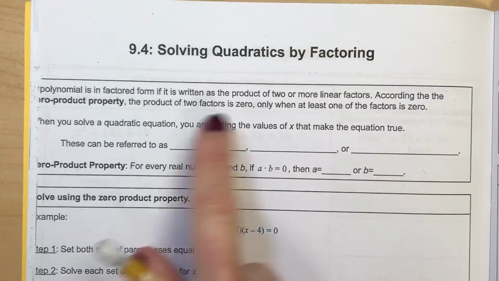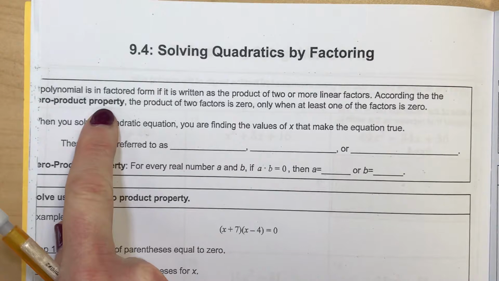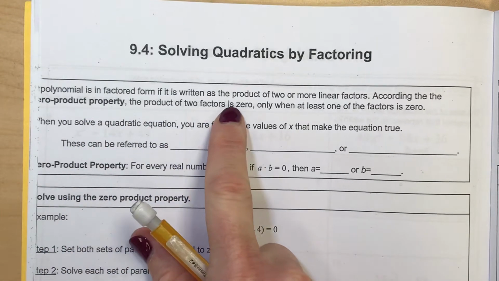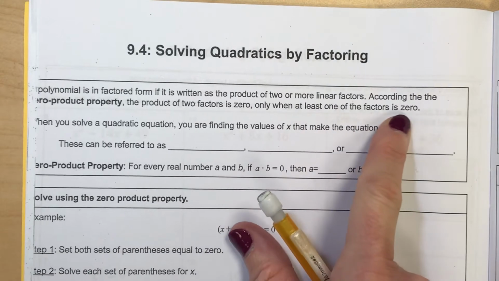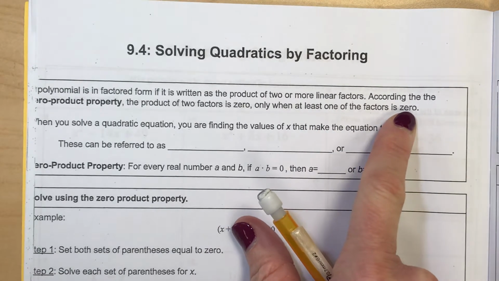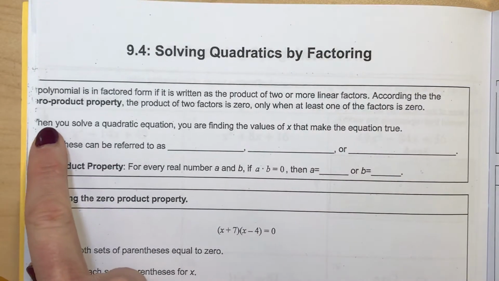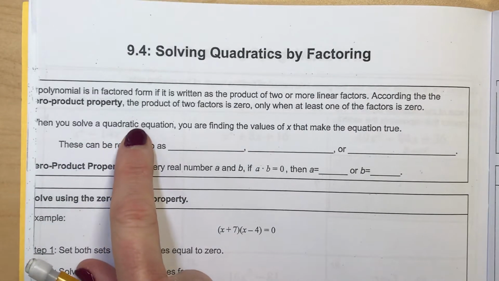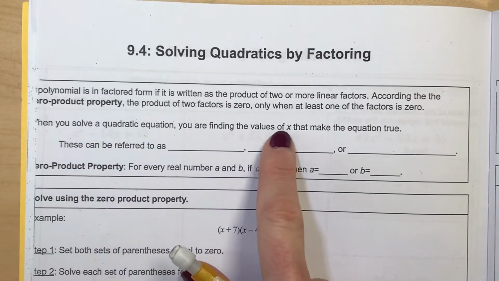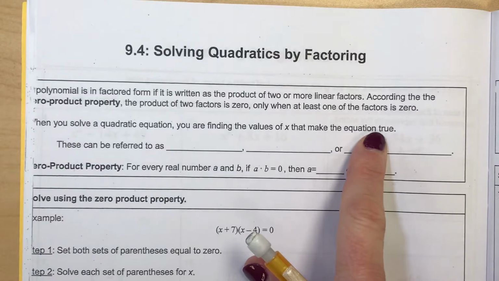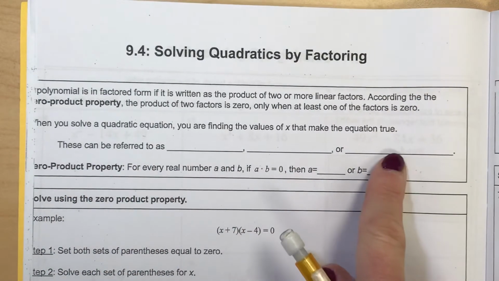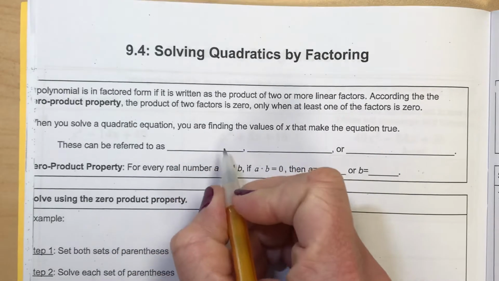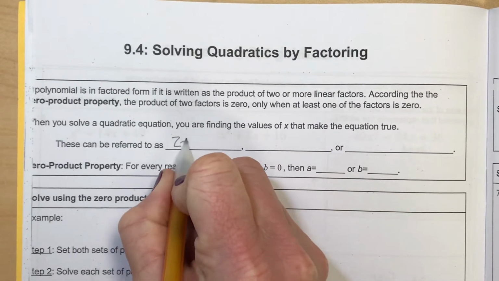And according to the zero product property, the product of two factors is zero only when at least one of those factors is zero. So what we're going to do is solve our quadratic equation, and find the values of x that make our equation true. And these can be referred to by many names. If you hear your teacher say these names, this is what they're referring to.